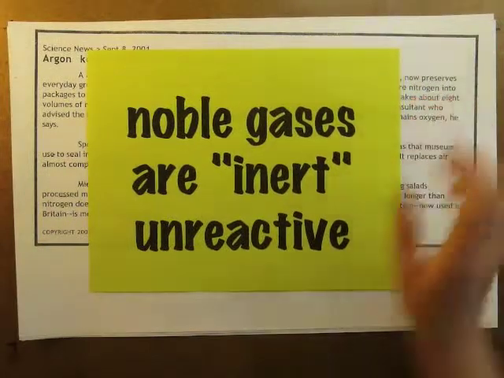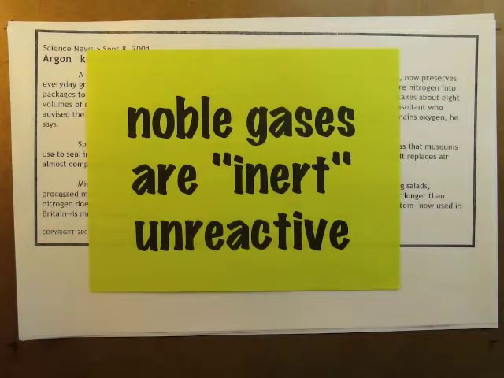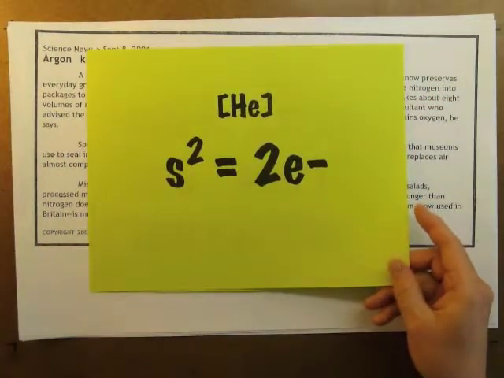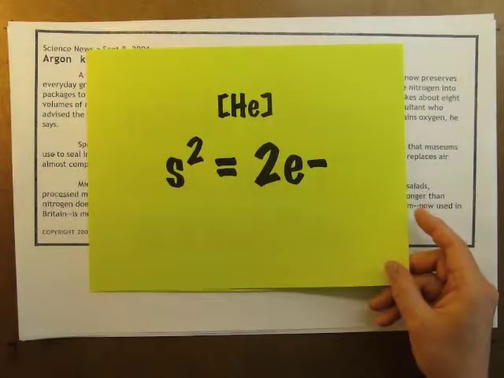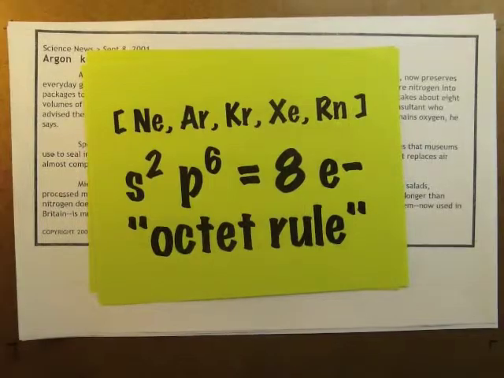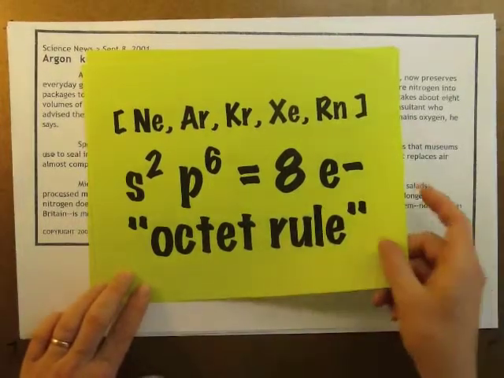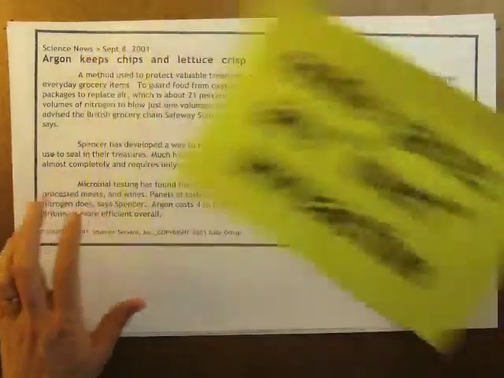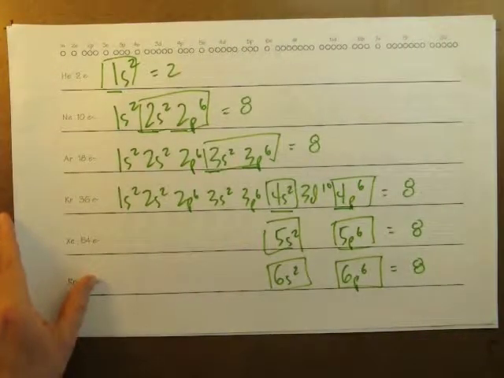And the reason is because they have completely filled outer electron orbitals. Like helium with its 2 electrons filling its outer orbital, or the other ones with 8 electrons filling their outer orbitals. All the other elements on the periodic table are trying to get like the noble gases. They're trying to get 8 outer electrons.